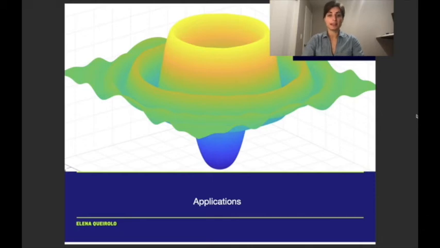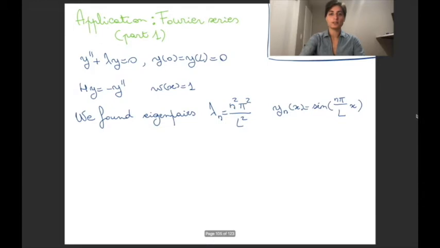Let's look at applications of the Sturm-Liouville theory that we have built. So the first application is the review of the example that we have been carrying on through the explanations. So we have the Sturm-Liouville problem, y'' + λy = 0. We have zero boundary conditions on the interval 0, L.